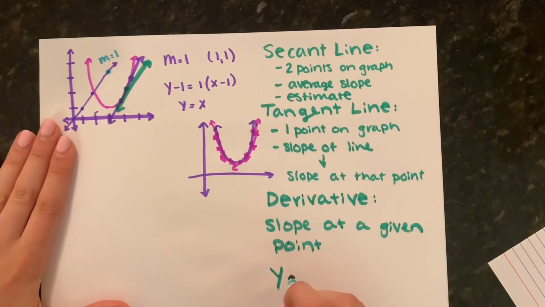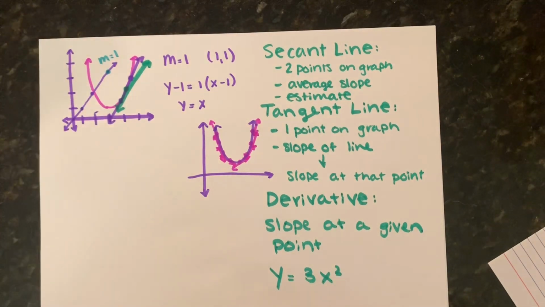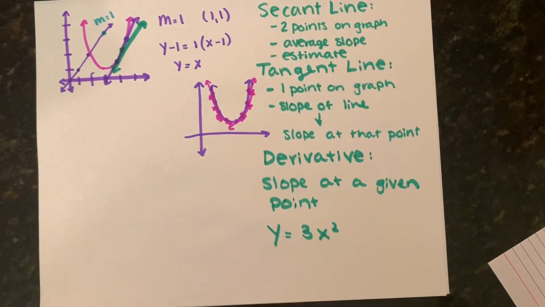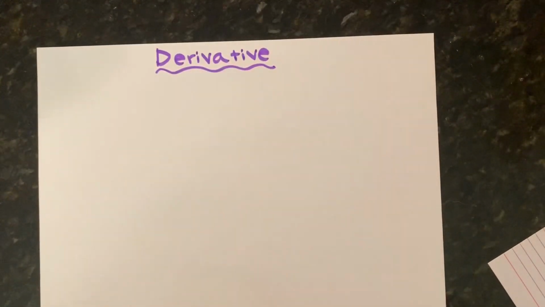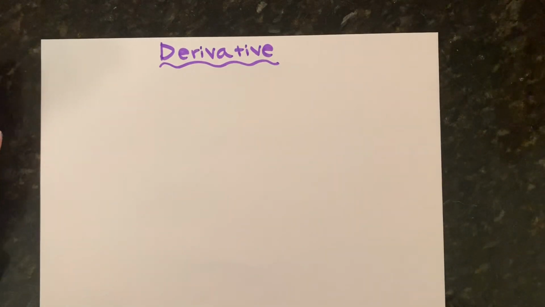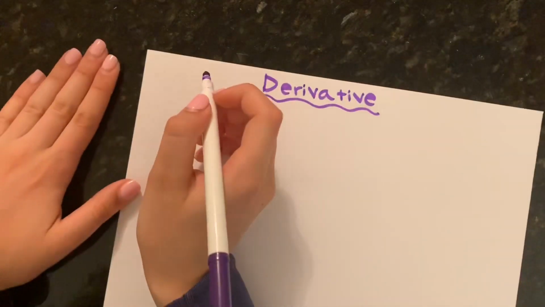For example, this function that I'm writing down here, 3x squared, could be the equation of the derivative of a certain function. If I wanted to know what the derivative at the x value x equals 1 would be, I would just plug x equals 1 into that equation and I would get y equals 3, meaning the derivative at x equals 1 of that function would be 3. Now let's talk about how to actually find the derivative from a function using the power rule. Before I begin, I just want to reiterate that the derivative can be both a number or an equation.